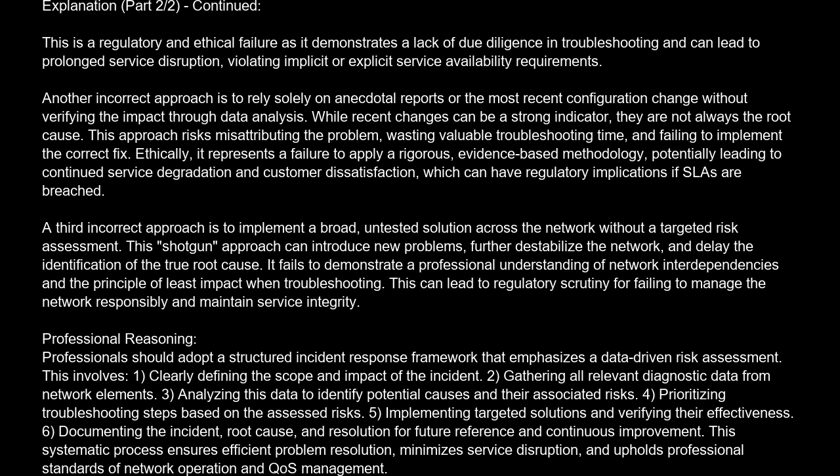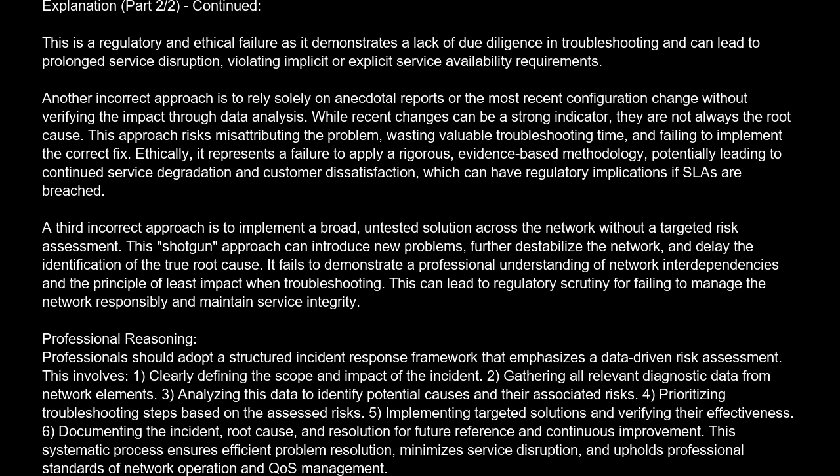Ethically, it represents a failure to apply a rigorous, evidence-based methodology, potentially leading to continued service degradation and customer dissatisfaction, which can have regulatory implications if SLAs are breached. A third incorrect approach is to implement a broad, untested solution across the network without a targeted risk assessment. This shotgun approach can introduce new problems, further destabilize the network, and delay the identification of the true root cause. It fails to demonstrate a professional understanding of network interdependencies and the principle of least impact when troubleshooting. This can lead to regulatory scrutiny for failing to manage the network responsibly and maintain service integrity.